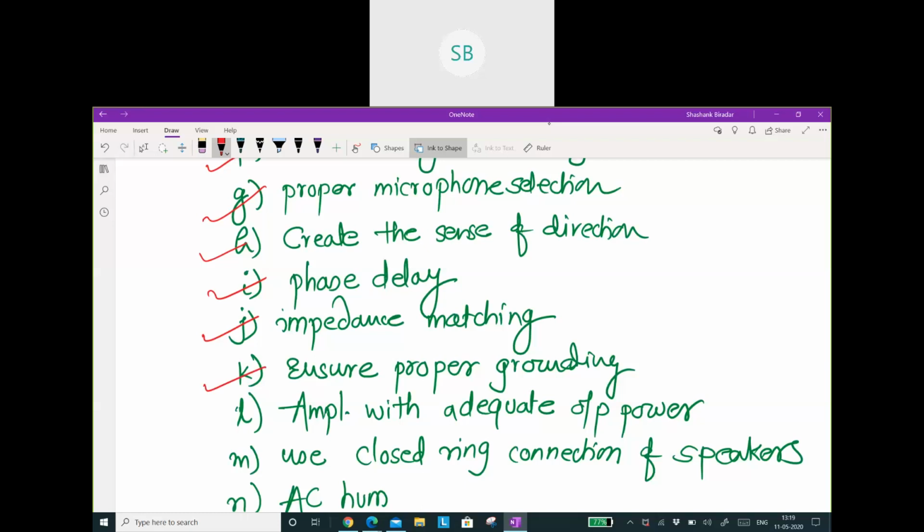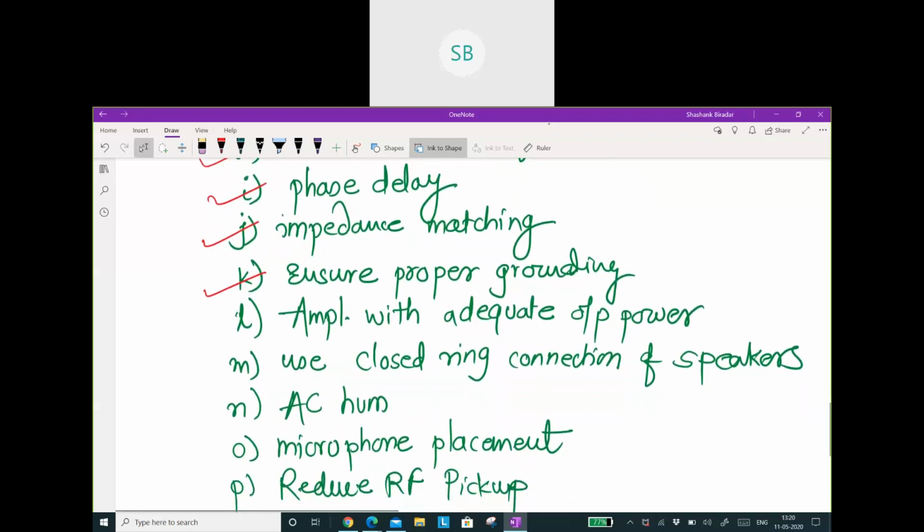Okay, for the loudspeaker cabinets and the shields of coaxial cables, you need to ensure whether they are properly grounded or not, or else it will create a problem again.